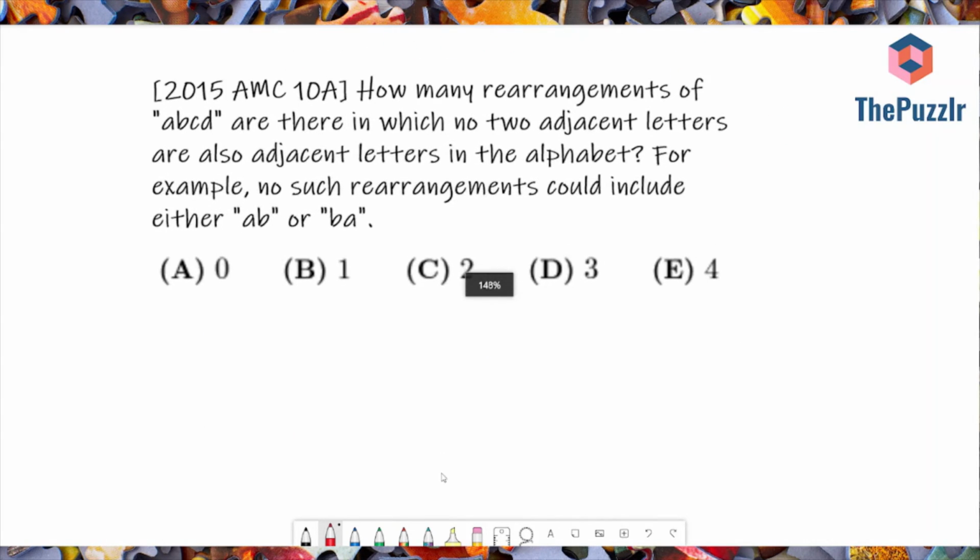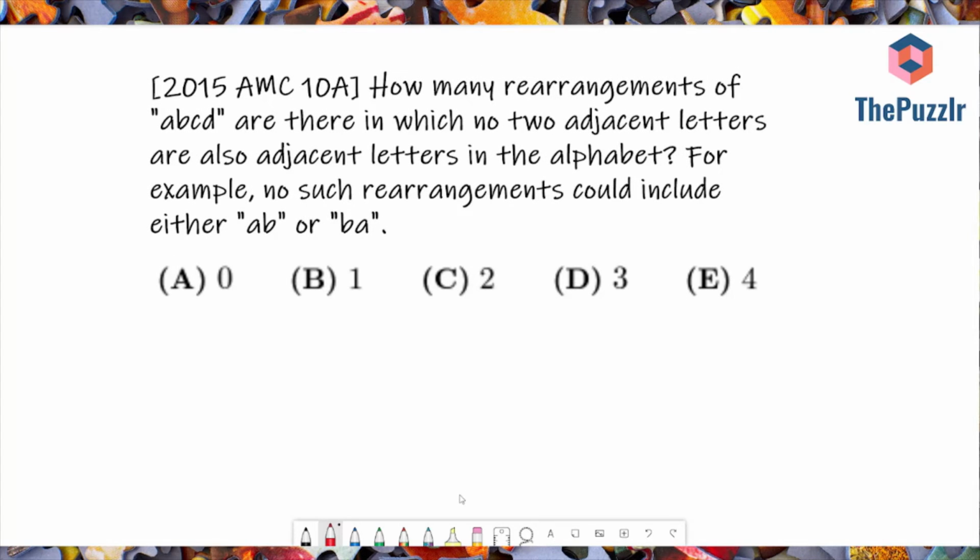How many rearrangements of A, B, C, D are there in which no two adjacent letters are also adjacent letters in the alphabet? For example, no such rearrangements could include either AB or BA.